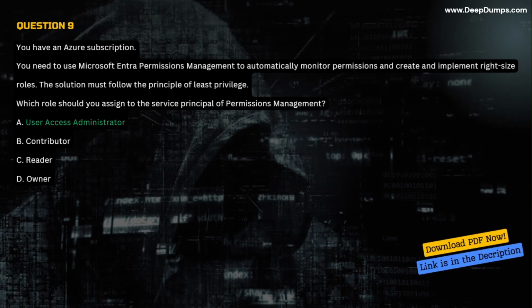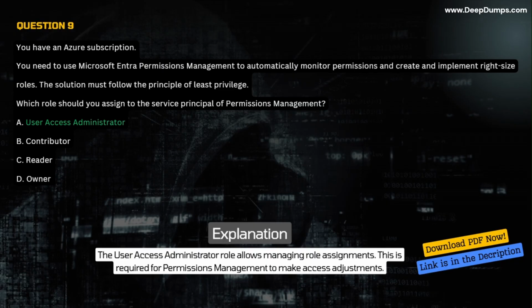Correct answer A. User Access Administrator. Explanation: The User Access Administrator role allows managing role assignments. This is required for Permissions Management to make access adjustments.